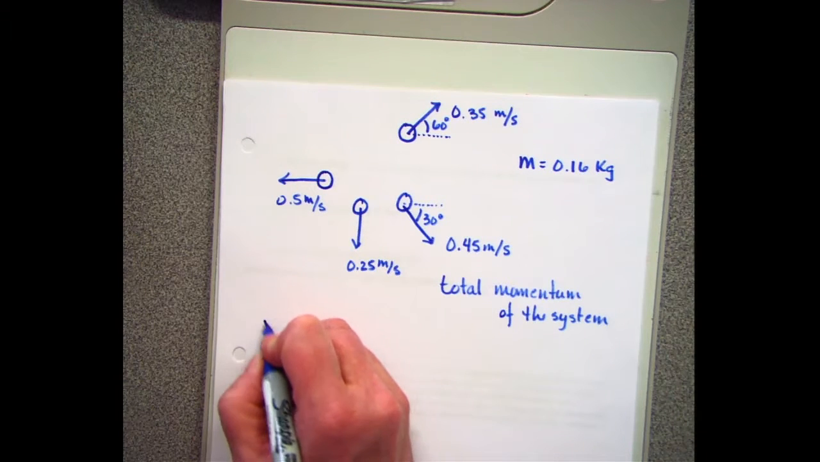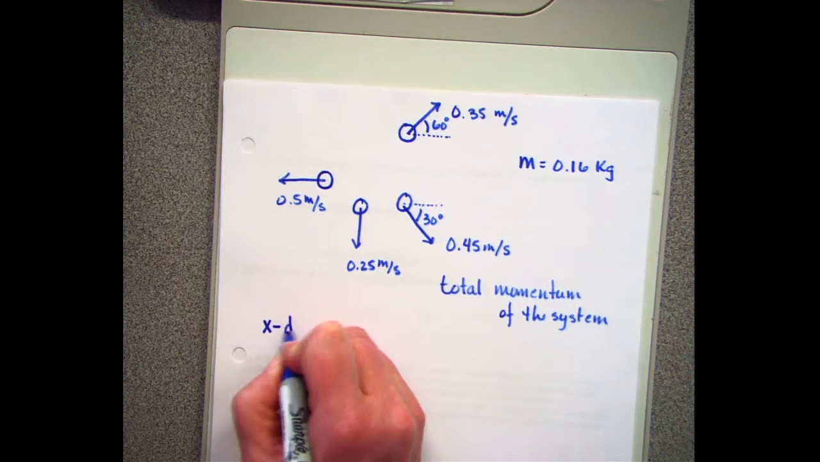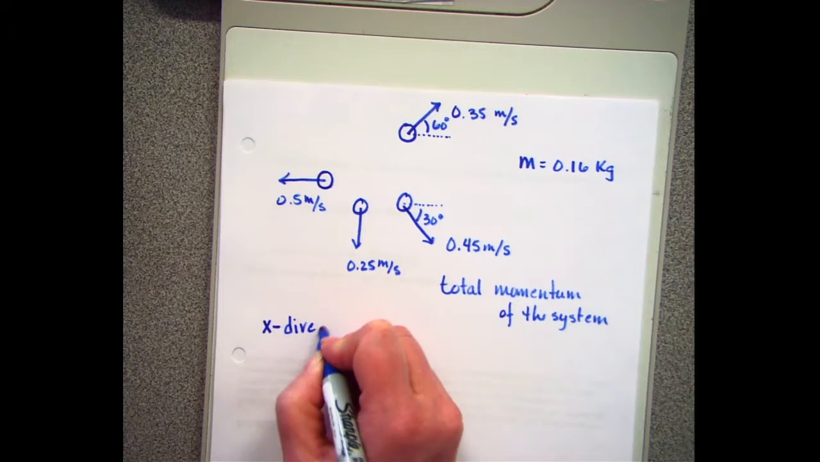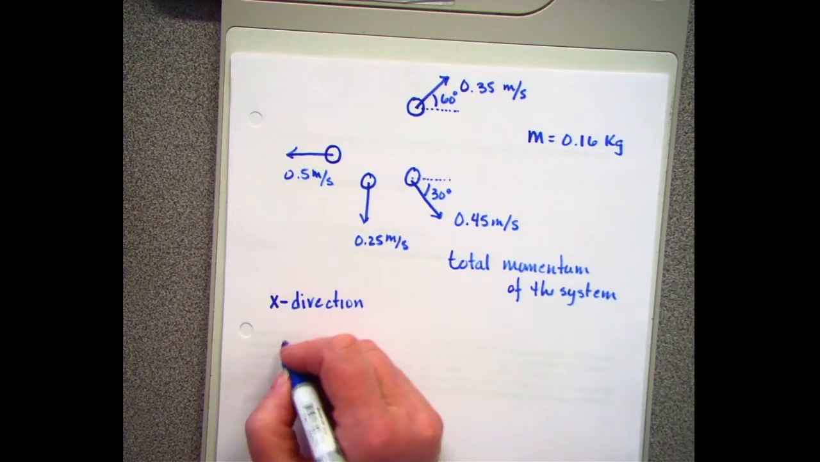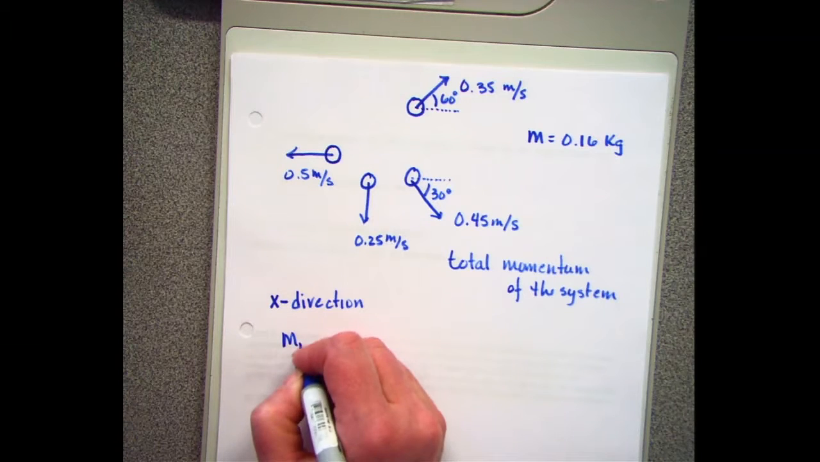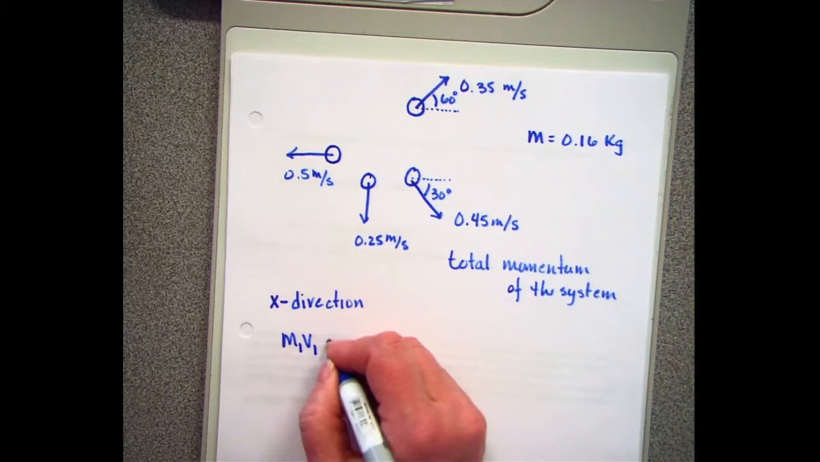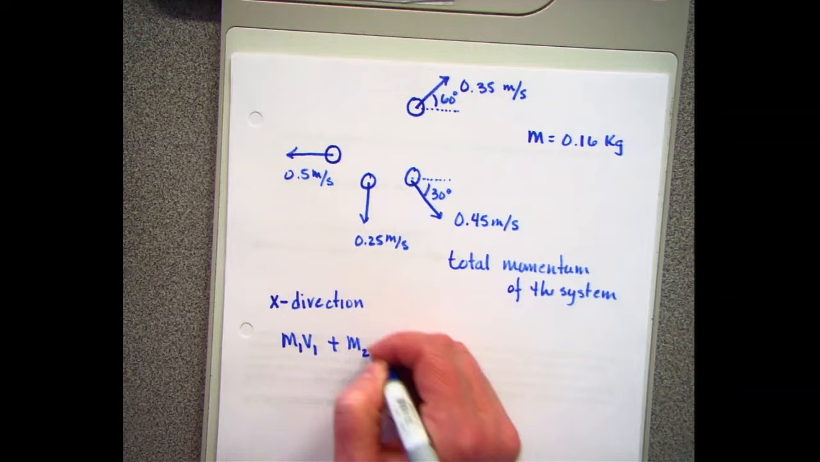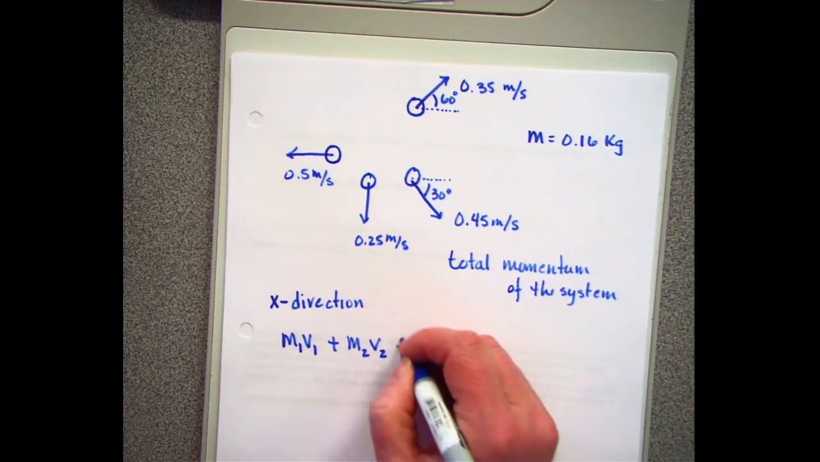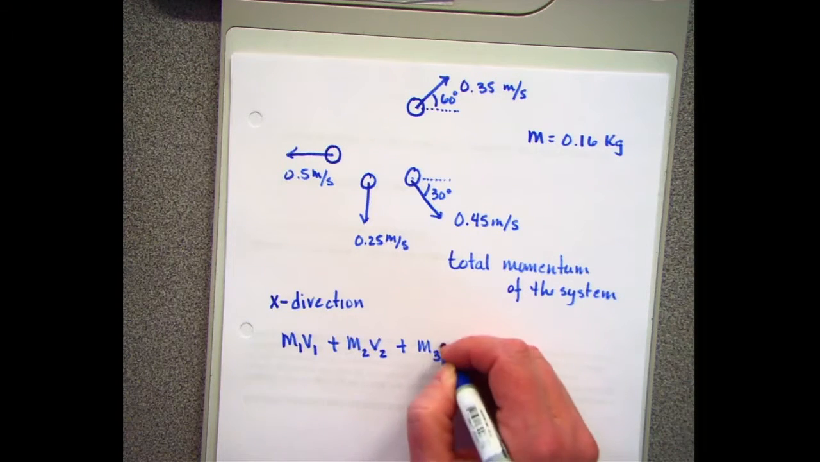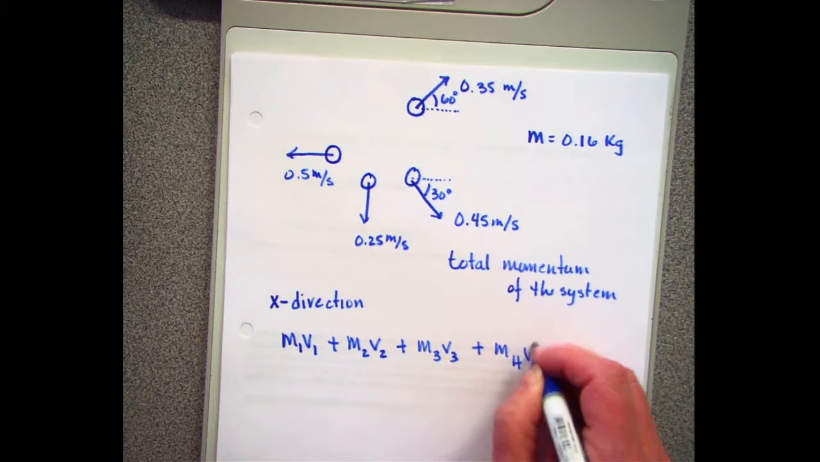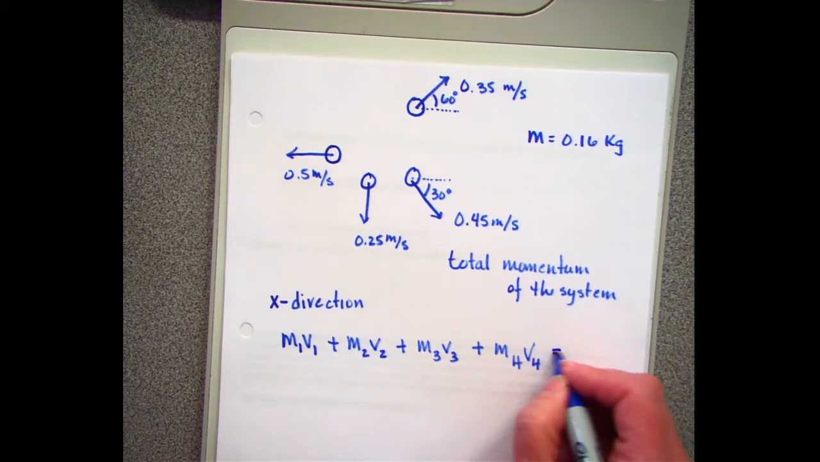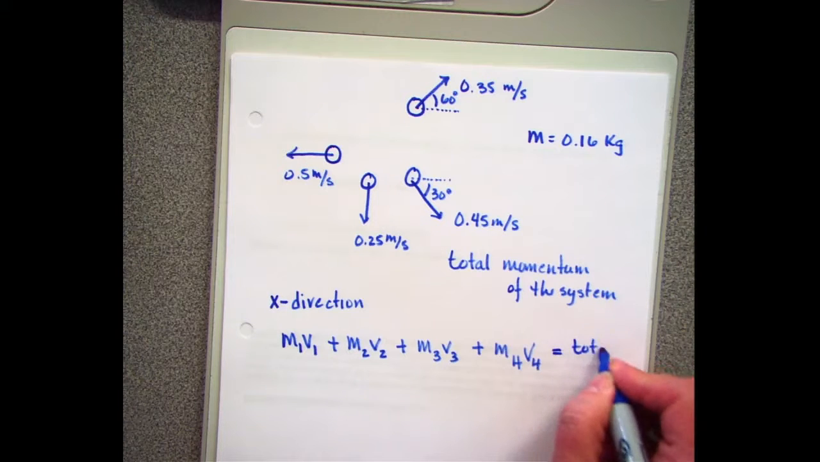So I want to calculate the total momentum of the system. The way I do it is I look in the x direction. So we'll start out in the x direction. This is going to be the mass of ball 1 times the velocity of ball 1, plus mass of ball 2 times velocity of ball 2, plus mass of ball 3 times velocity of ball 3, plus mass of ball 4 times velocity of ball 4, which is going to give me the total momentum.